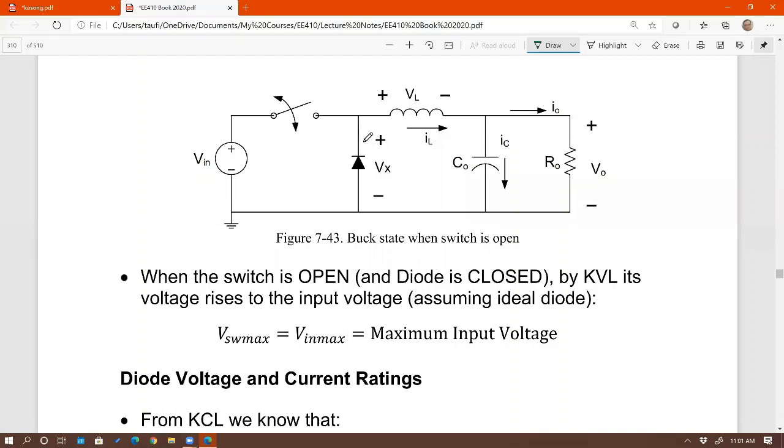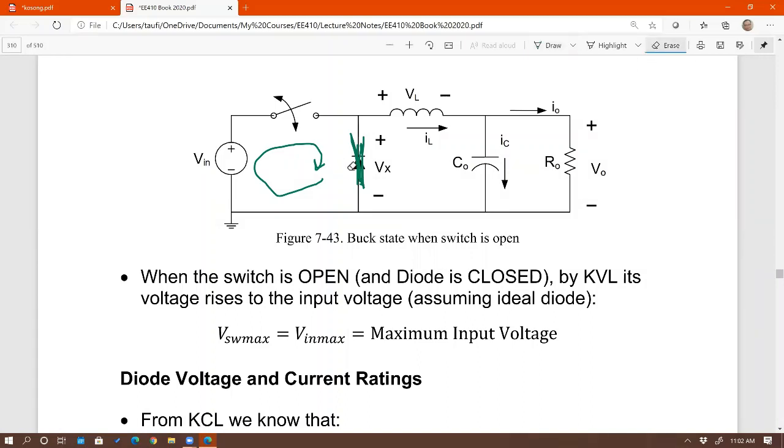When the switch is open, diode is on. So what is the voltage across the switch? Anybody? VIN. VIN, exactly. Just find the simplest loop. That's the simplest loop right there. Obviously, from that loop, we can see that by KVL, V switch is equal to V in.